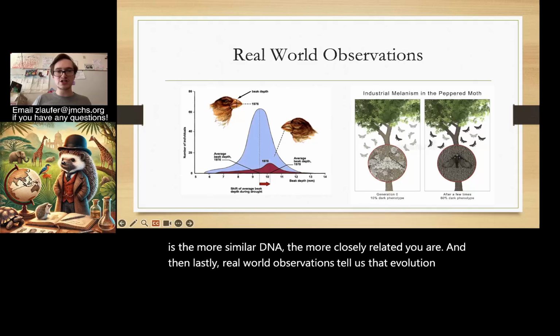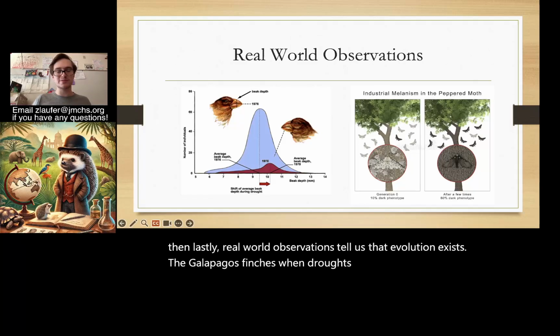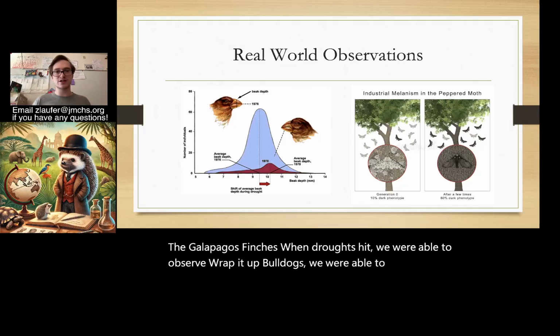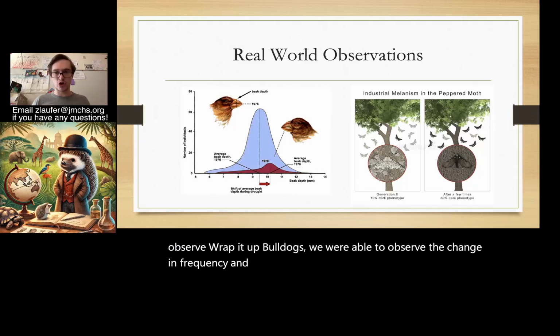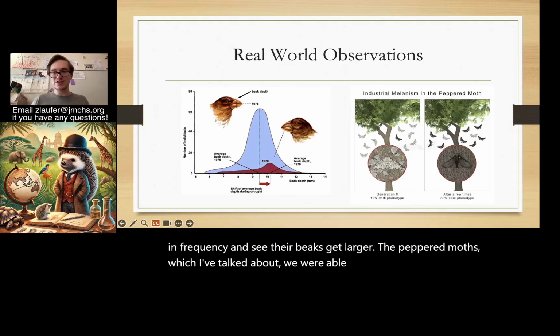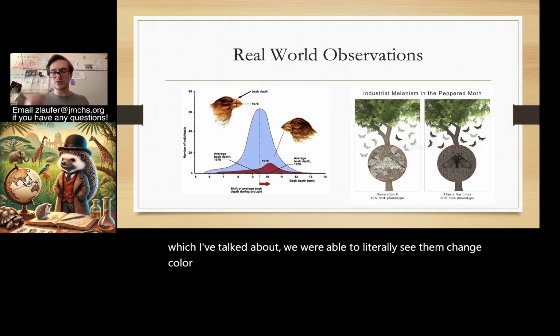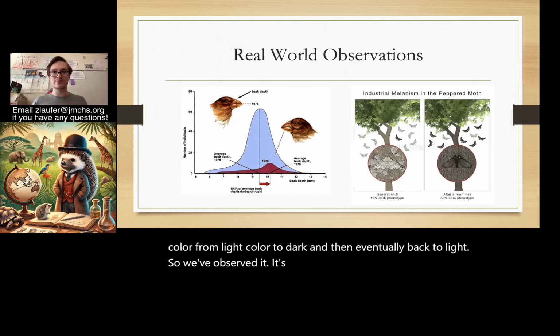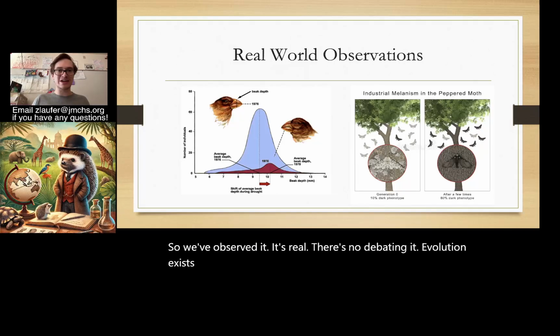And then lastly, real world observations tell us that evolution exists. The Galapagos finches, when droughts hit, we were able to observe the change in frequency and see their beaks get larger. The peppered moths, which I've talked about, we were able to literally see them change color from light to dark and then eventually back to light. So we've observed it. It's real. There's no debating it. Evolution exists. We can see it. We have seen it all around us.